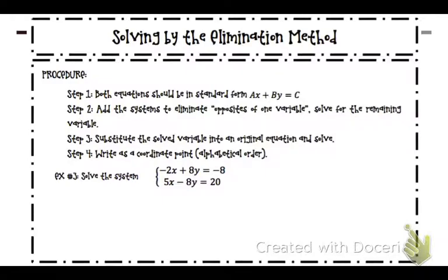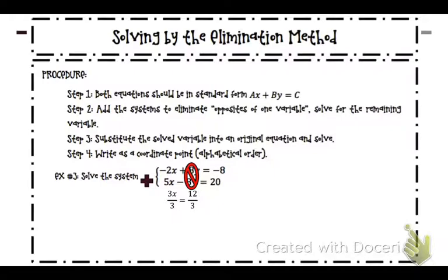So like negative 2x and 5x, if I add those together, I'm going to get 3x. So that's not going to help me. But 8y and negative 8y, if I add those together, they're going to cancel out. So I'm going to get rid of my y's. And I'm just going to add these together. So negative 2x plus 5x is 3x. Negative 8 plus 20 is 12.